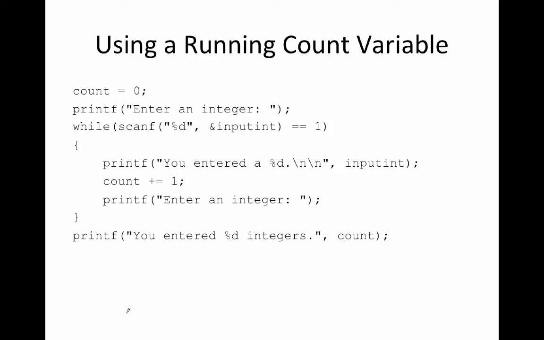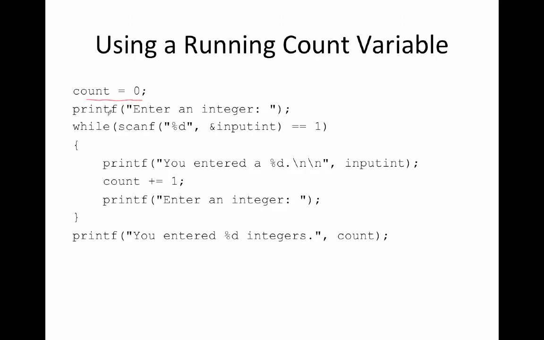When we have a conditional loop, we don't know ahead of time how many times the action is going to be executed, but a lot of times that's useful information. So if we want to know, we can have our own running count variable that keeps track of how many times the action is executed. So here's an example in which we have a running count, which we're going to initialize to 0.